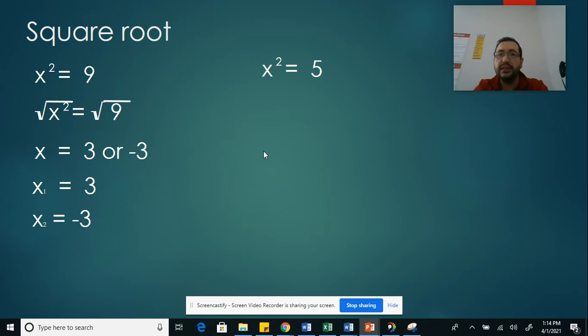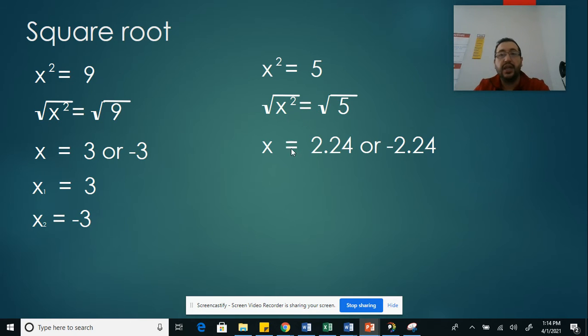Okay, let's see another example. Let's say we have the square root of x squared equals the square root of 5. And then we're going to have the positive and the negative solution when we're taking the square root. We are just rounding, but we can leave it as a positive square root of 5 or negative square root of 5.